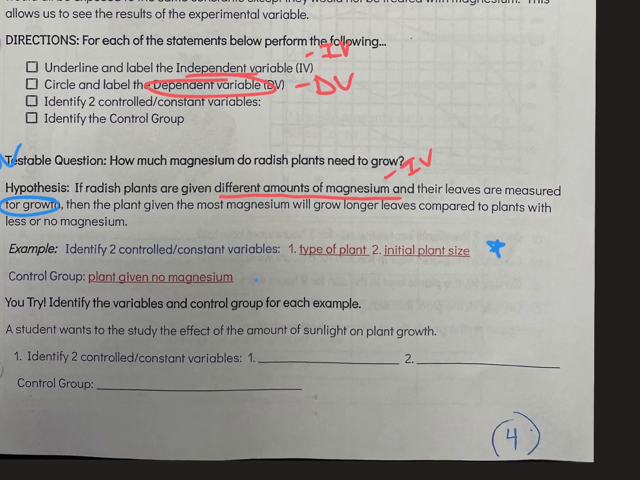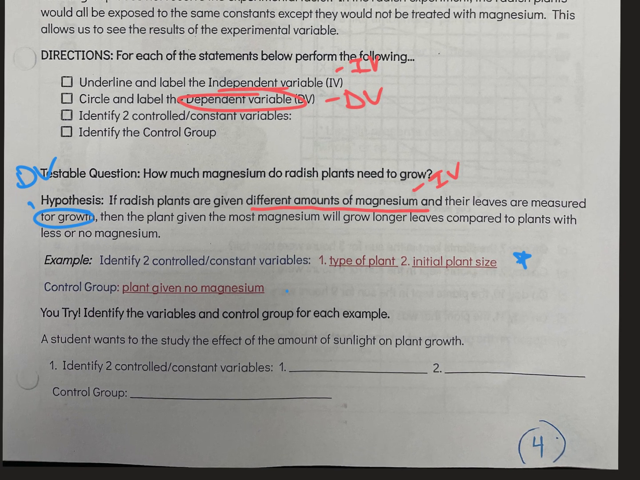So a student wants to study the effect of the amount of sunlight on plant growth. Okay, let's start with IV. So the student wants to study the effect of amount of sunlight. Let me do that in red. So amount of sunlight, that's what we're going to be changing, or the student. So we're going to call that the IV. And what he or she is measuring is plant growth, so that's DV.